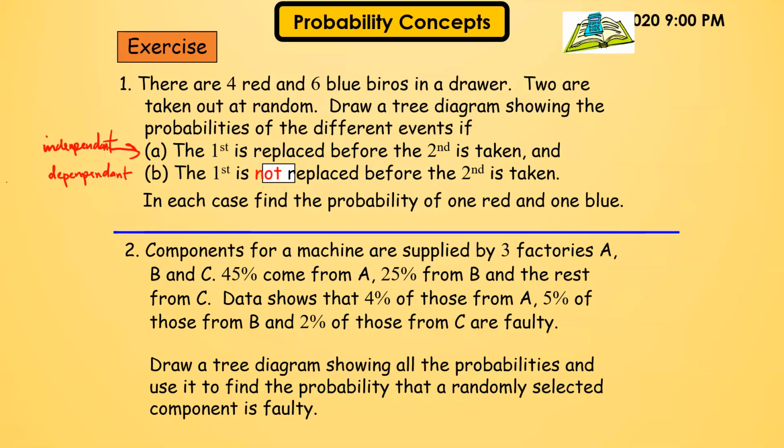The second question is looking at the components for a machine that are supplied by 3 factories, A, B, and C.